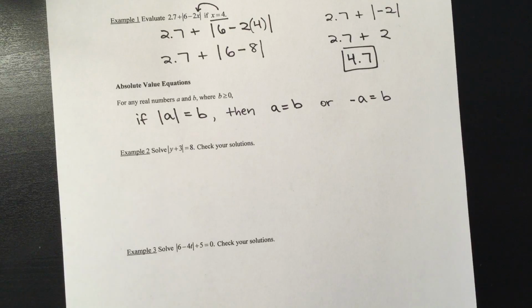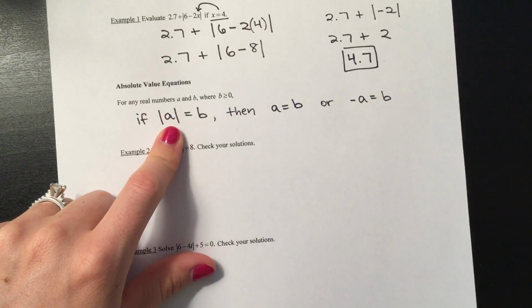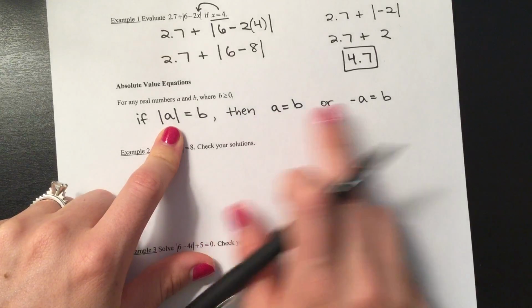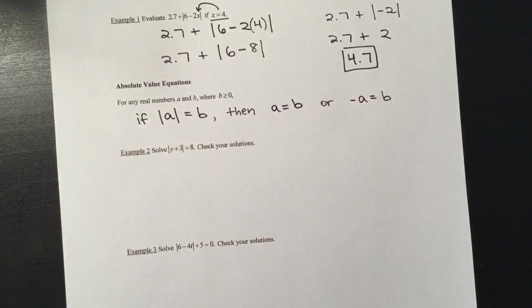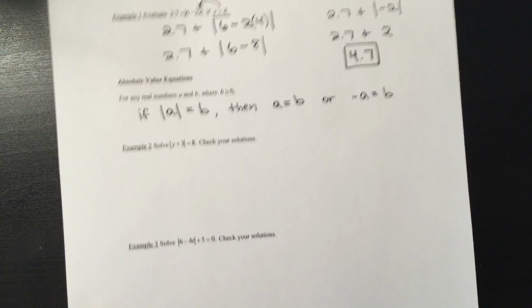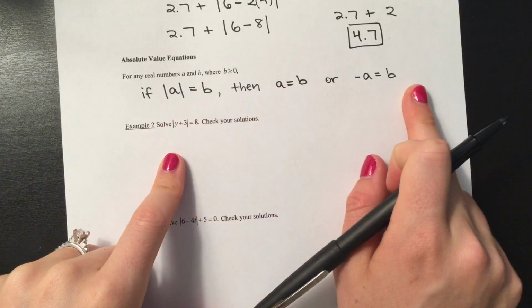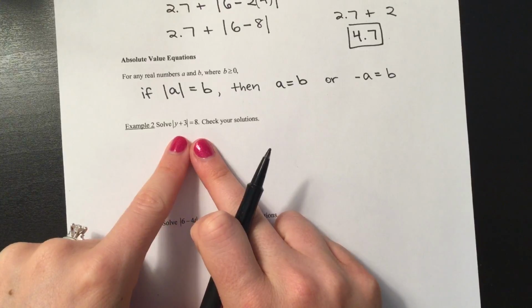So basically what that means is that whatever you have inside the absolute value, it could either be the positive value or the negative value. So that's what we're going to set up every single time we have one of these absolute value equations. So we're going to solve this. So we're using this main idea right here to solve these absolute value equations.